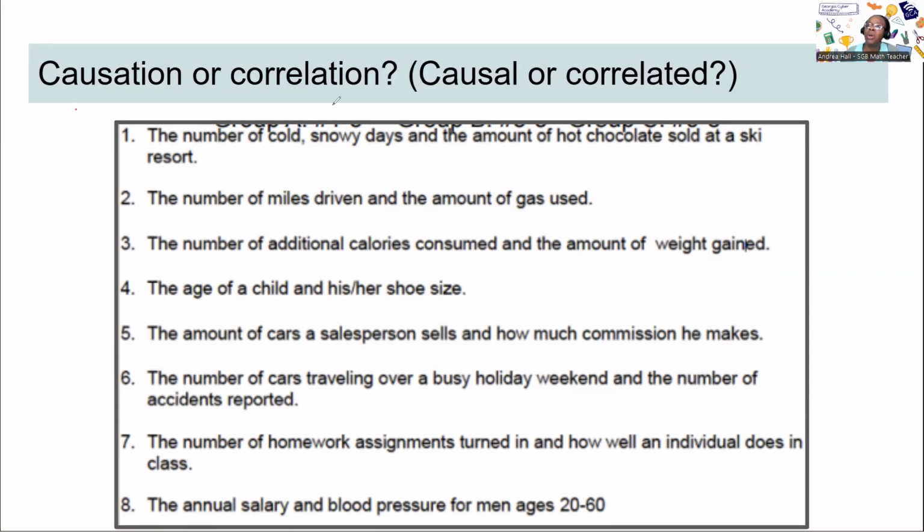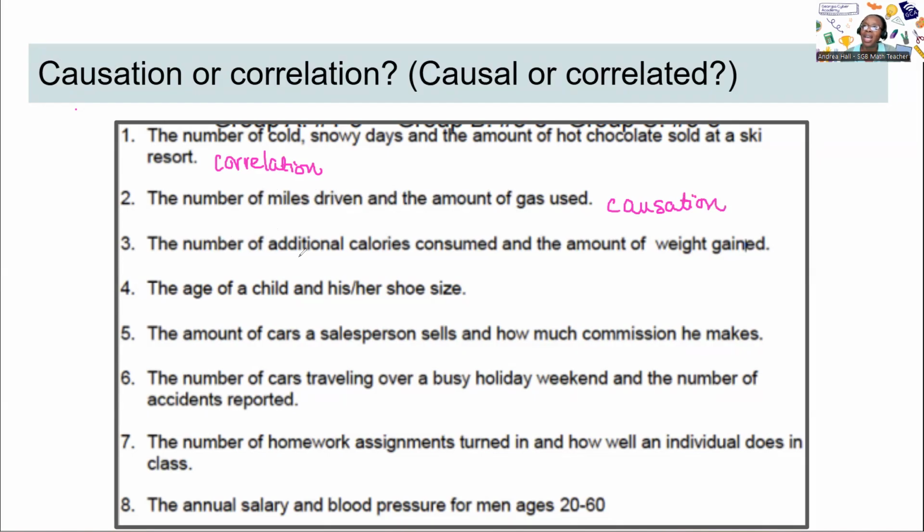Welcome back. The number of cold, snowy days and the amount of hot chocolate sold at a ski resort. Definitely a correlation, not causation, because they could be buying hot chocolate for other reasons. The number of miles driven and the amount of gas used. Definitely a causation. The more you drive, the more gas you use.